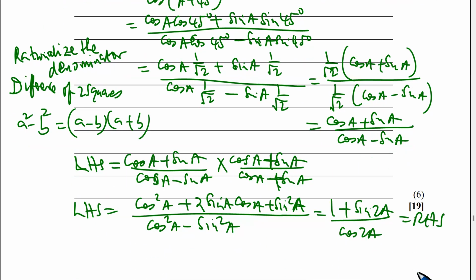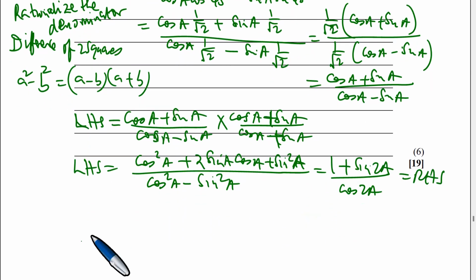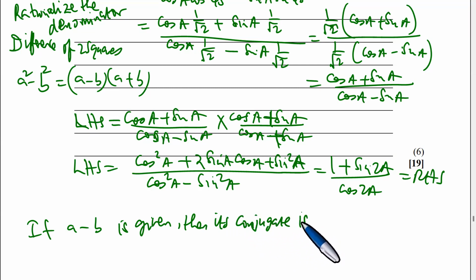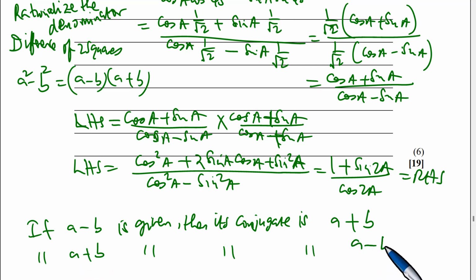And as I indicated, what we multiplied the expression by is called the conjugate. What is the conjugate? In other words, if a minus b is given, then its conjugate is a plus b. Similarly, if you're given a plus b, its conjugate becomes a minus b.